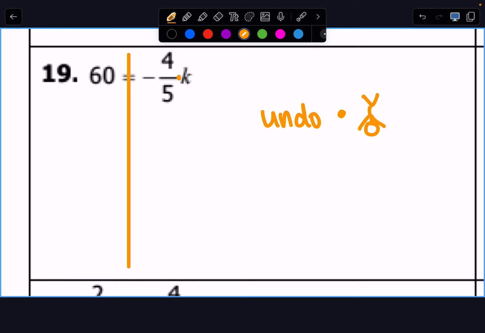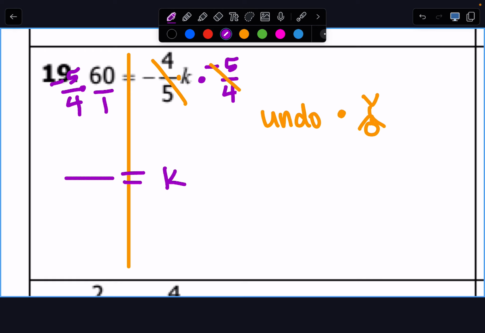Matthew, what's the reciprocal of -4/5? -5/4, is that what you said? So we're going to multiply by -5/4. Okay, so these cancel, we're left with K. All right, if we make a 60/1, this is why calculators could be helpful today.